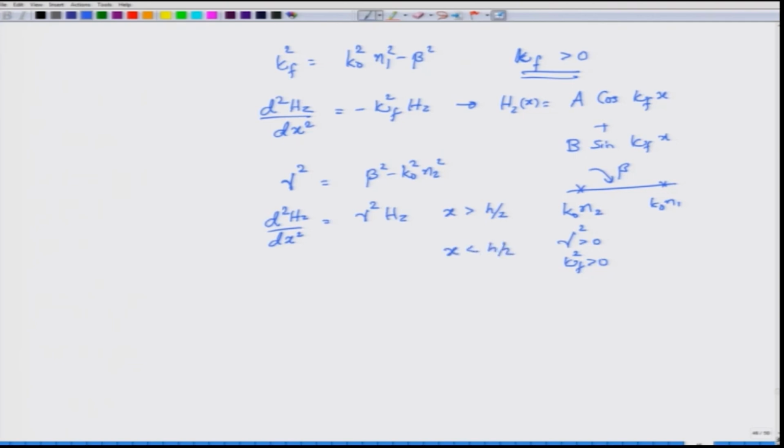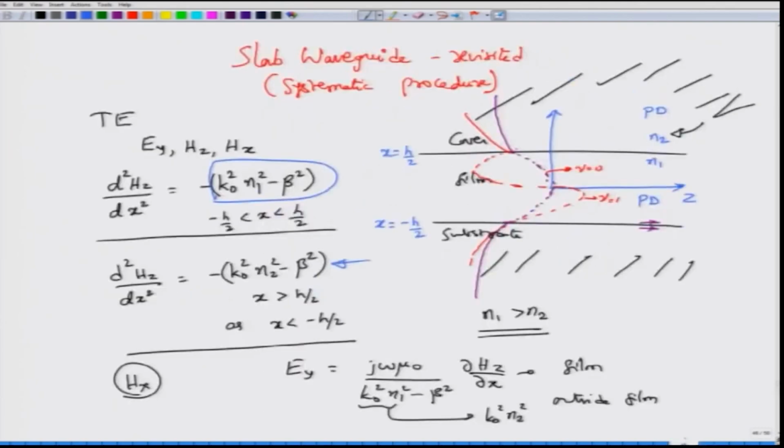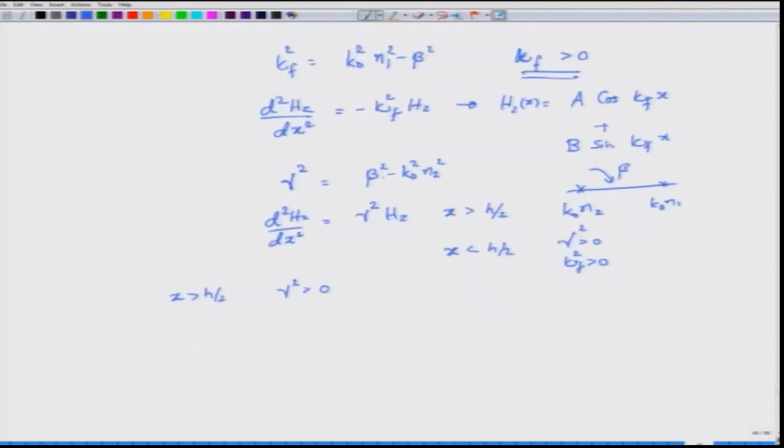The solution inside is fairly okay, but the solution for x greater than h by 2 must come by assuming gamma to be a positive quantity. Oh, so did we get this wrong here? Hold on a minute. So, I had minus k0 square n2 square minus beta square. I defined gamma square as beta square minus k0 square n2 square. The solution is in this form. So, when beta is greater than k0 n2, I am going to get two solutions for this one, right.